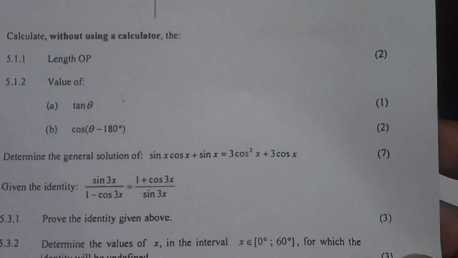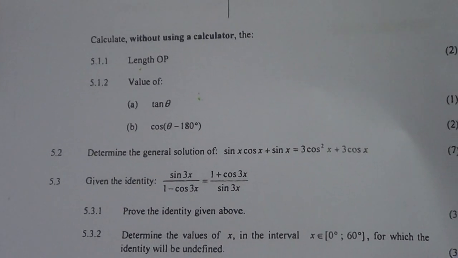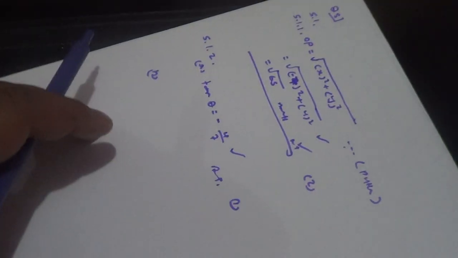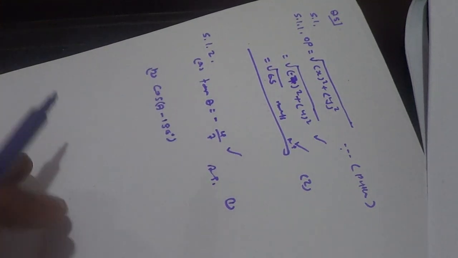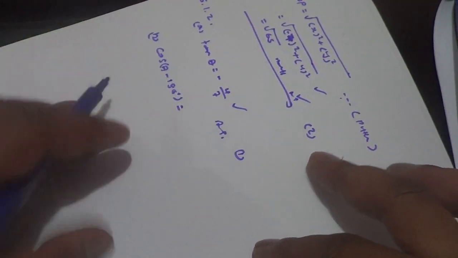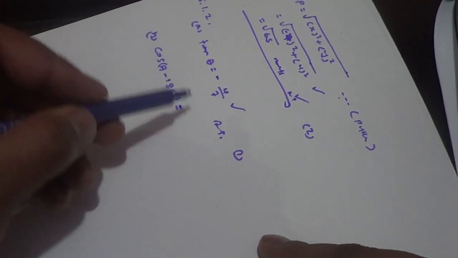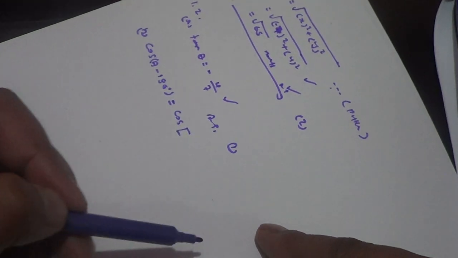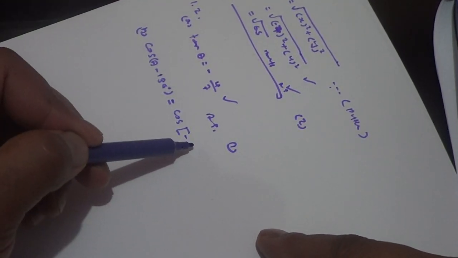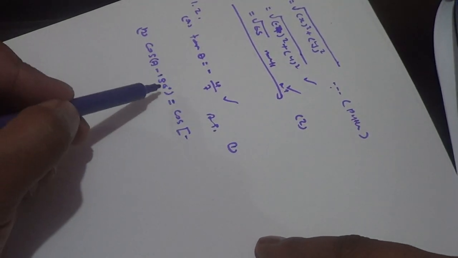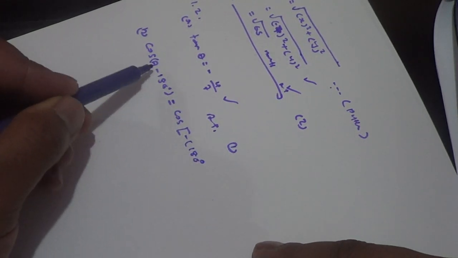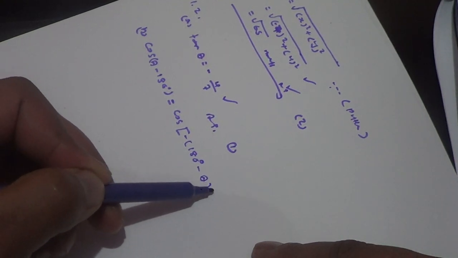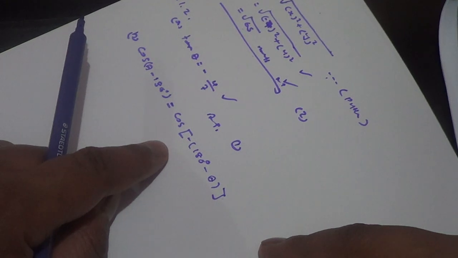B, they are saying now cos of theta minus 180 degrees. So it's a bit more. Sorry, so this is cos of theta minus 180 degrees. Alright, so the best way to deal with this situation is to always factor out a negative here. So this is the same as cos of, put in some square brackets and factor out a negative here. Then what happens when you do that is that 180 becomes positive inside the smaller bracket, so it becomes 180 degrees. Then the theta becomes negative. So you want it to look like the normal situation of your reduction formulae.